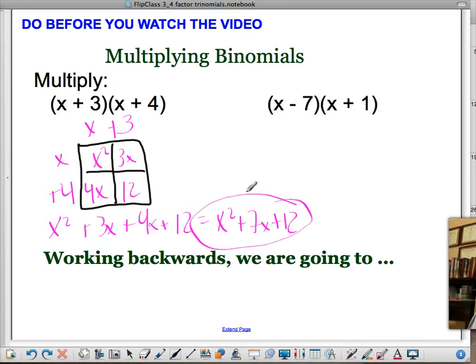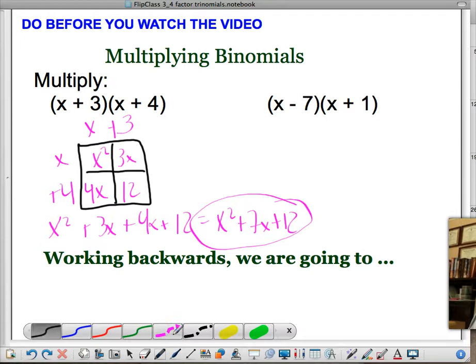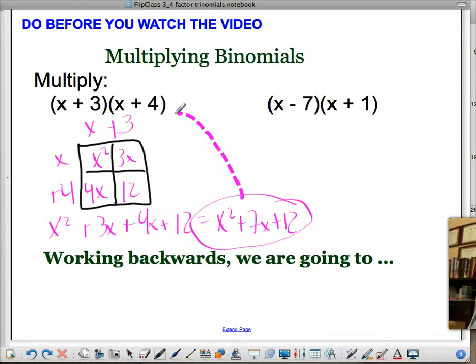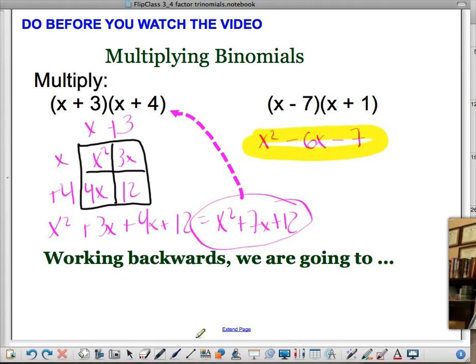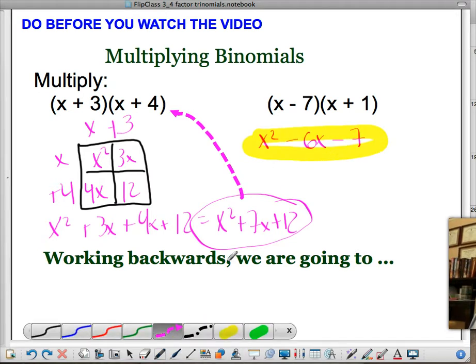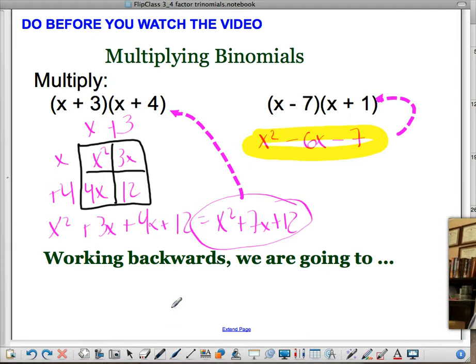Alright? Factoring is when you start with this and you end up with that. Okay, that's what we're trying to do here. So had you done this one, you would have x squared minus 6x minus 7 should be the answer. Alright, so what we're going to be doing today is give you a problem like this, and you're going to have to end up with this here. That's our answer now. Okay.